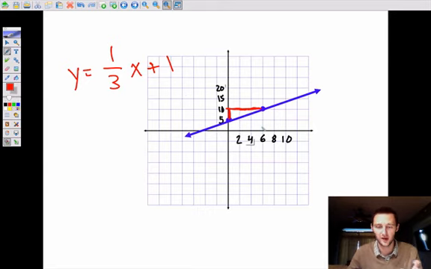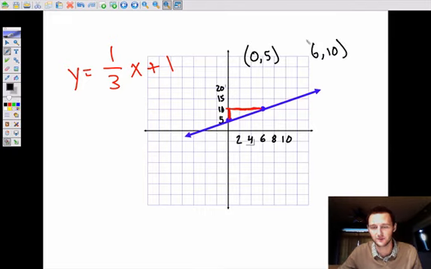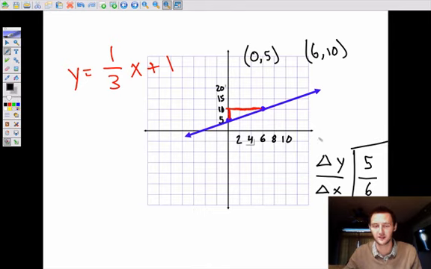But if you pay more attention and you see what is really happening with these values, the coordinates of this point are (0, 5), and the coordinates of this point are (6, 10). If you look at the change in y, it's really going up 5, and the change in x is going up 6. That gives us a slope of 5/6. That's not at all the same as 1/3, not even close.